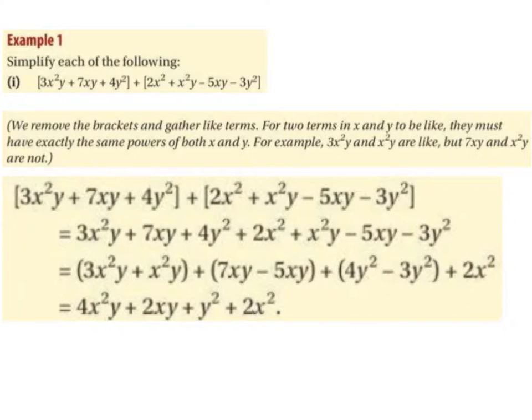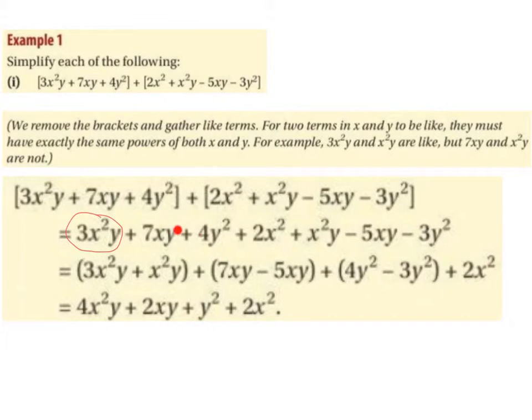So the first thing we're going to do is remove the brackets from in front of the 3x squared y and after the 4y squared, and in front of the 2x squared and after the minus 3y squared. So we've just removed the brackets, so that's what we have here. Next, we're going to group together the like terms.